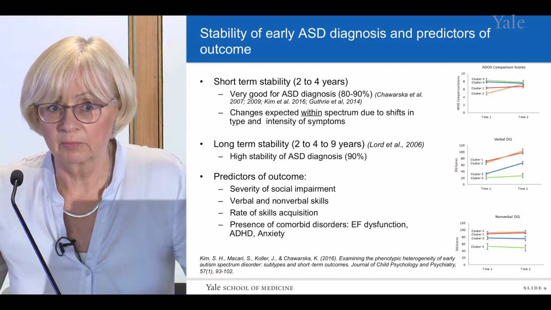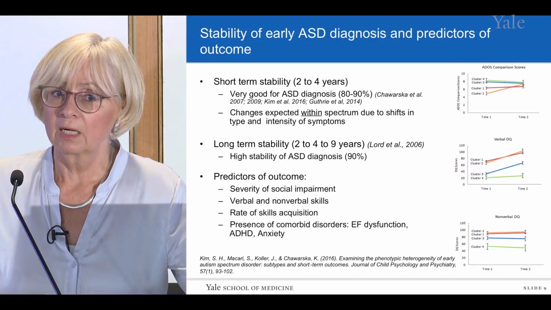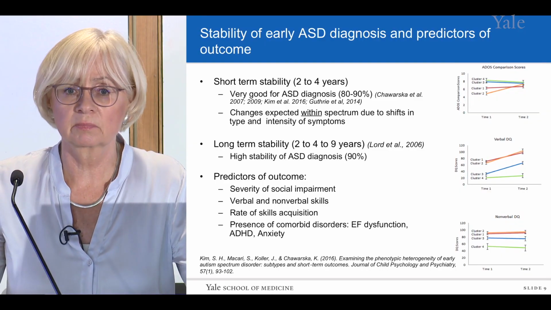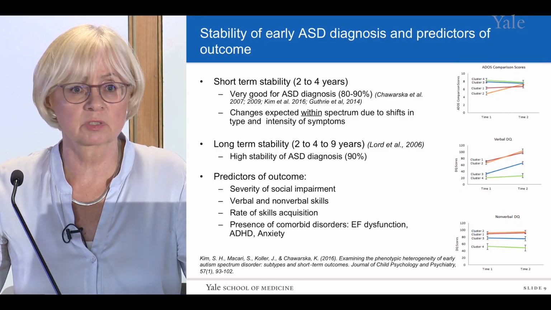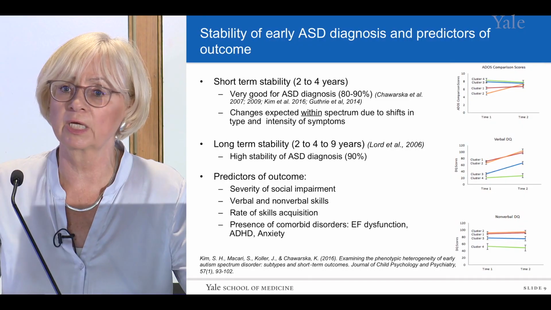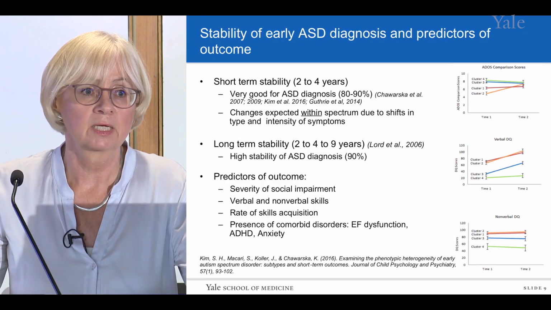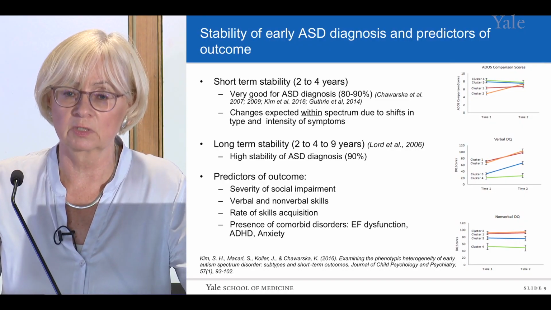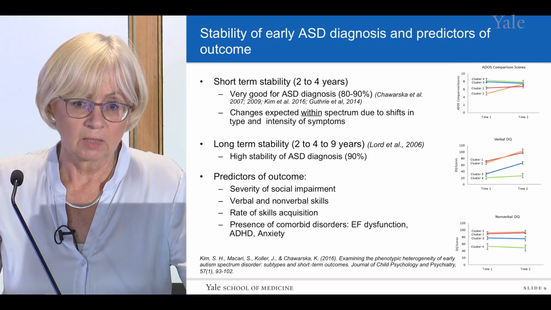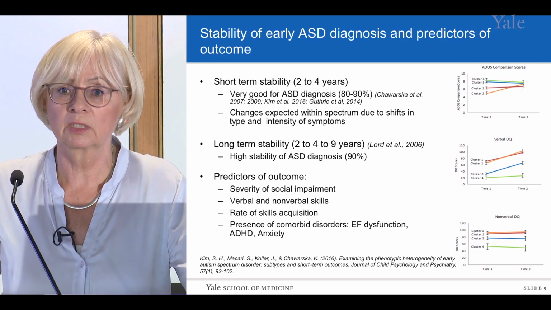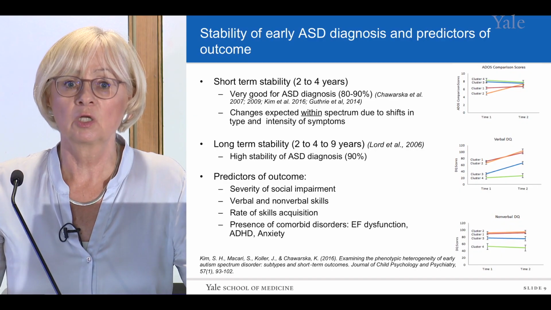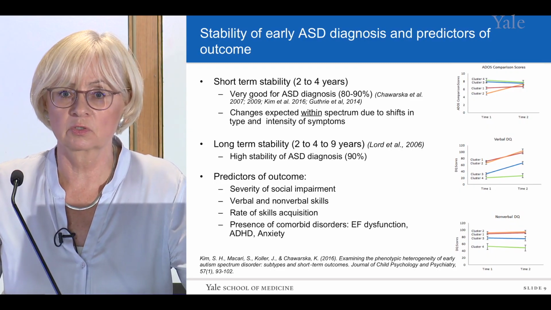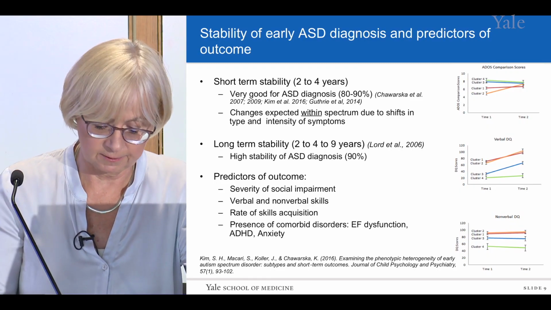Predictors of later outcome when we see babies very early on are pretty straightforward. Less severe autism symptoms, higher cognitive skills which enable children to learn faster, and greater rate of progress over time. What also helps children in terms of overall outcome is not to have comorbid disorders, and I'm going to talk about this in 1 second.